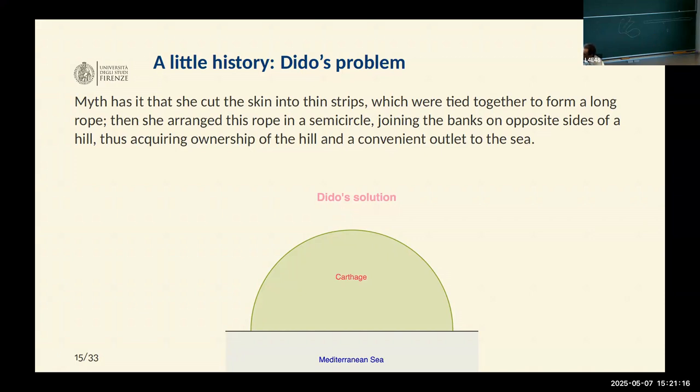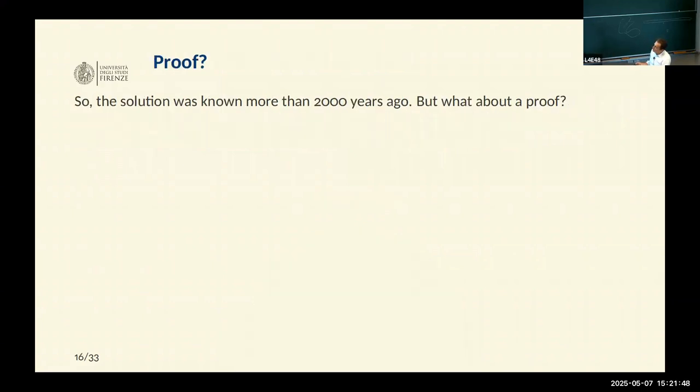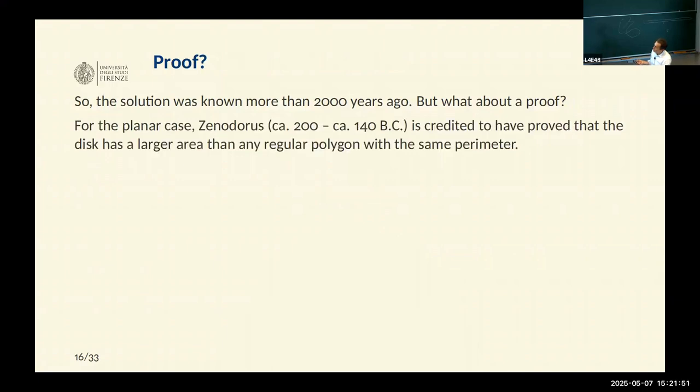And then she pretended to have all this land, and the Yarba was obliged to give this land, so she could found Carthage here. So it seems that she knew the solution of the isoperimetric problem. This is a legend, of course. This is called the Dido problem. Now here you don't have the whole space, but you can use a half plane. You can use this line. So the solution was known more than 2,000 years ago, or maybe even 3,000 years ago.